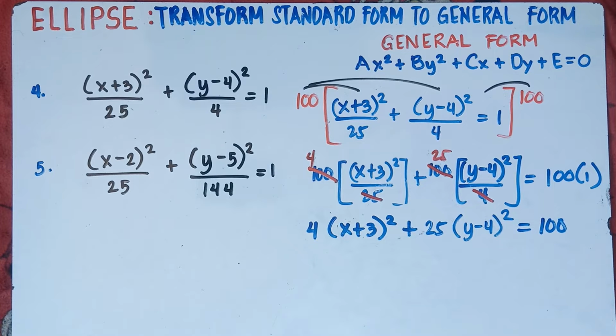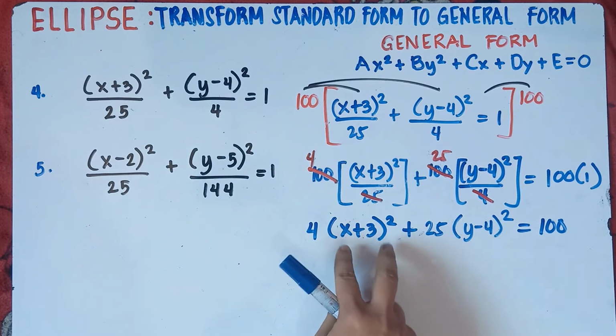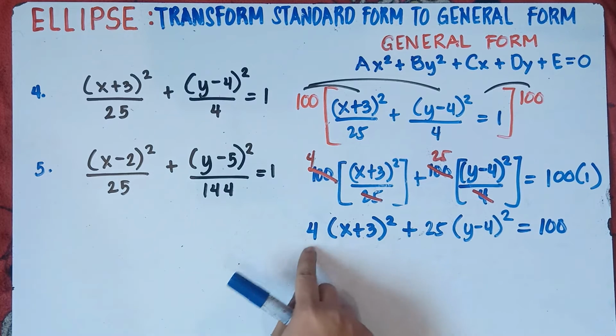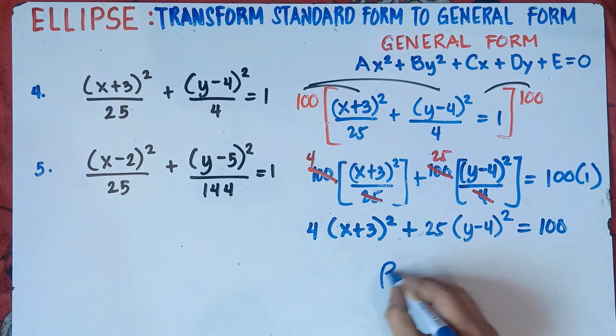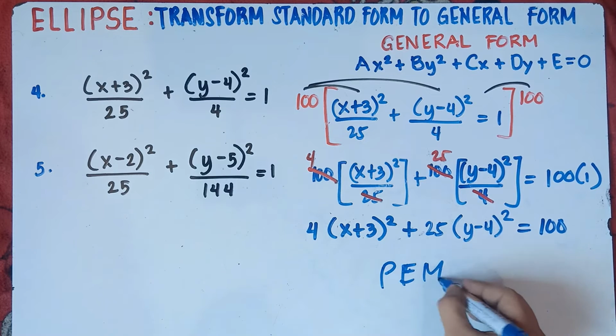Alright, and then we simplify this one, class. Once again, do not multiply 4 and this quantity. You need to follow PEMDAS, class. Always follow PEMDAS. Do you still remember PEMDAS?